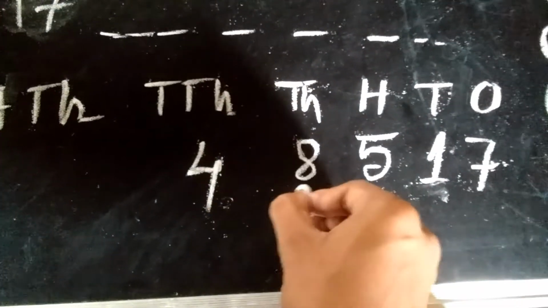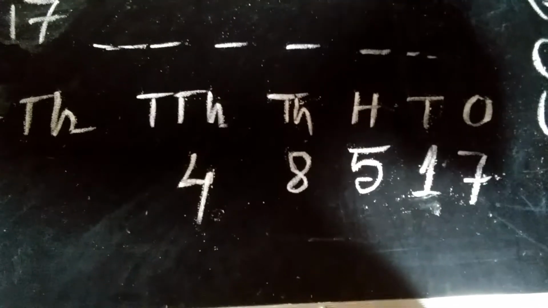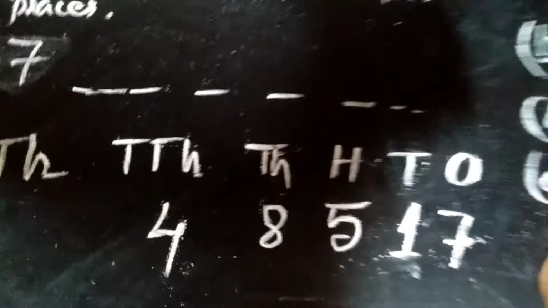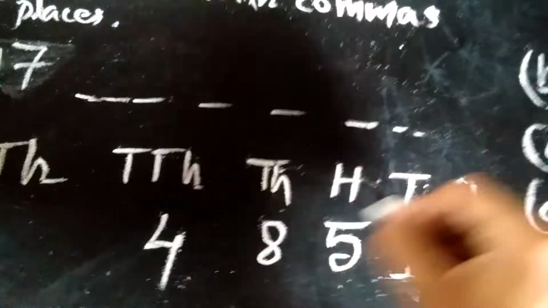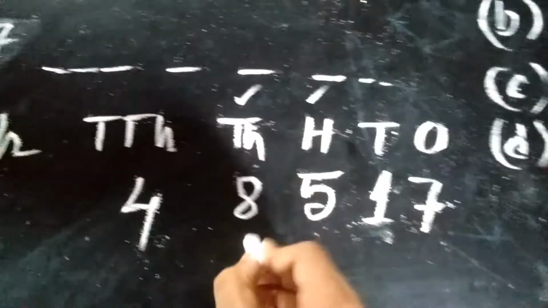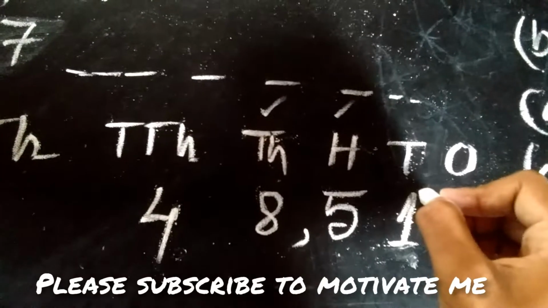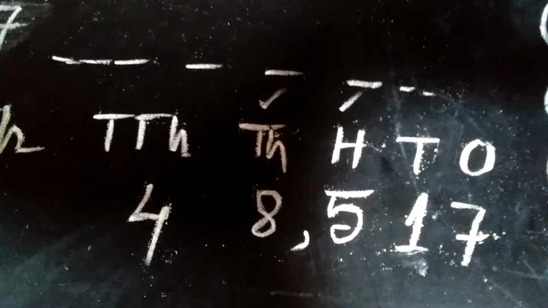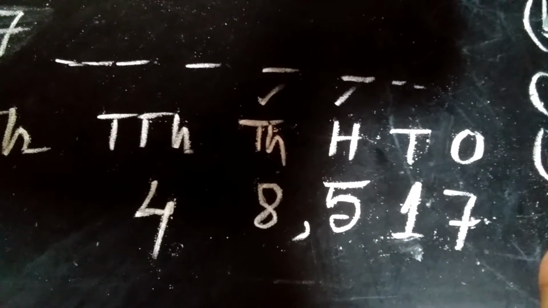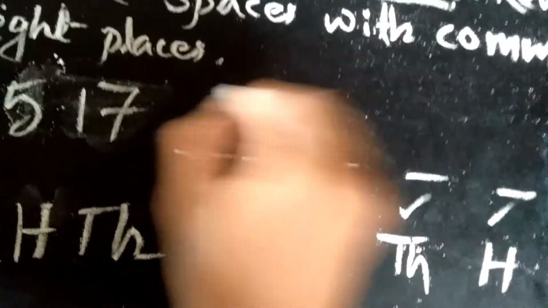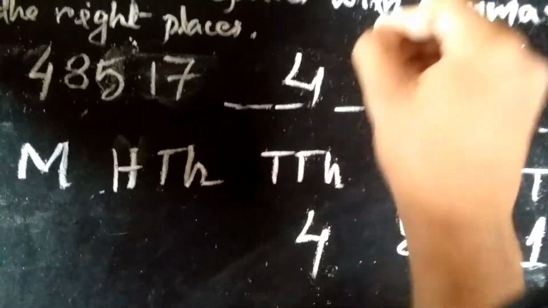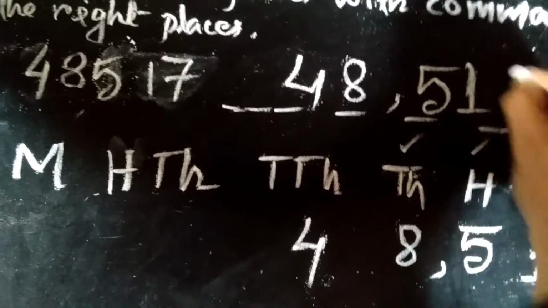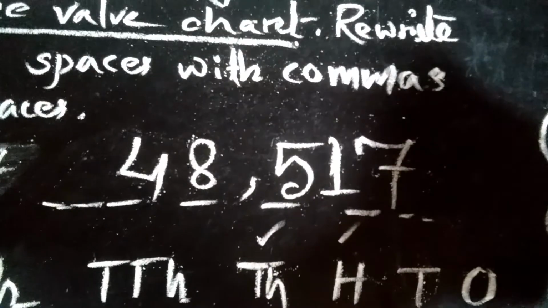Here we can see that 48,517. Now we need to rewrite them with commas. In the international place value chart, we should also write a comma between thousand and hundreds. That means here. So the first comma we always should write between thousand and hundreds in the international place value chart and also in the Indian place value chart. Okay, students? So our answer is 48,517. Okay students, this is our answer.